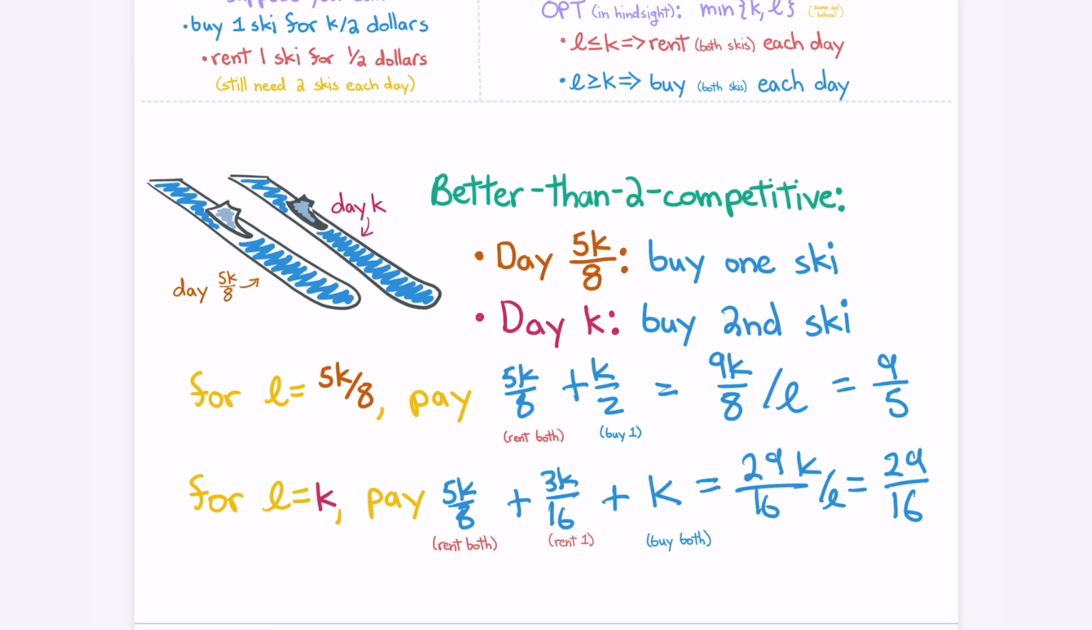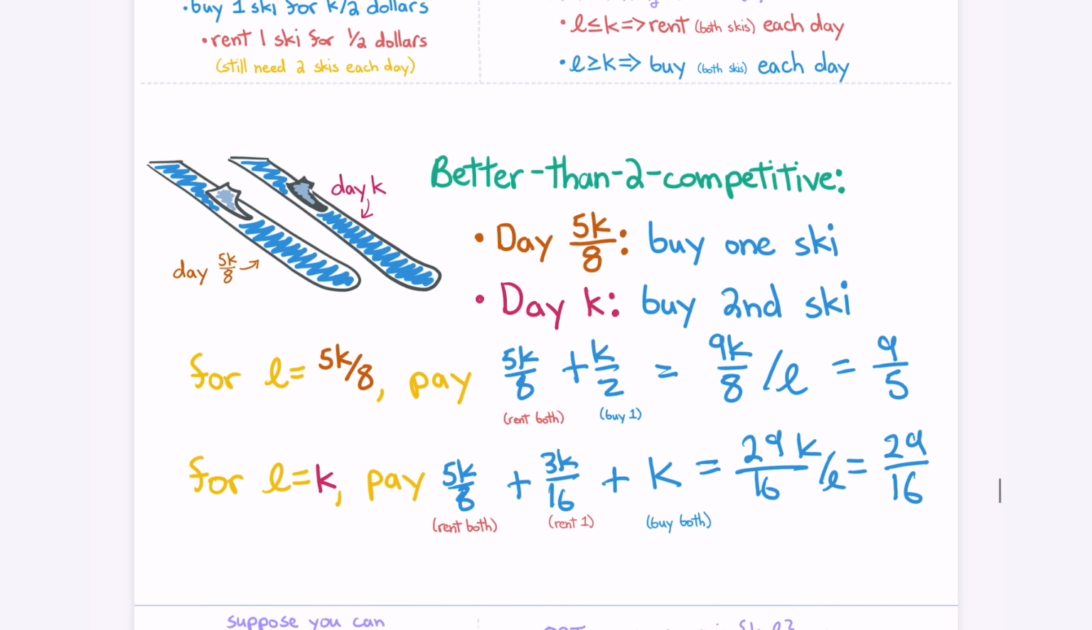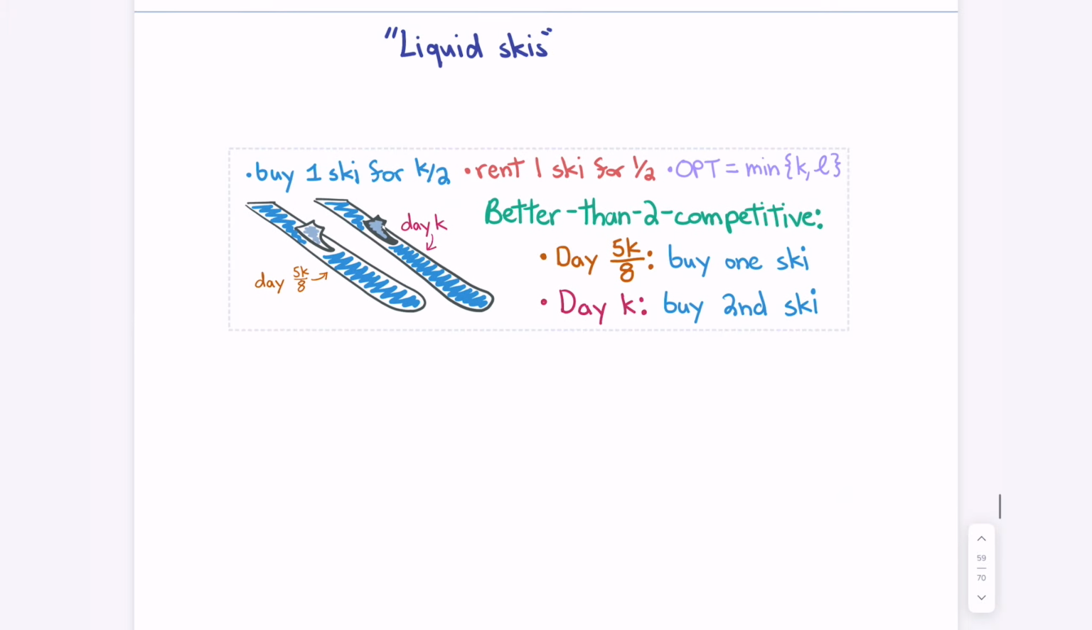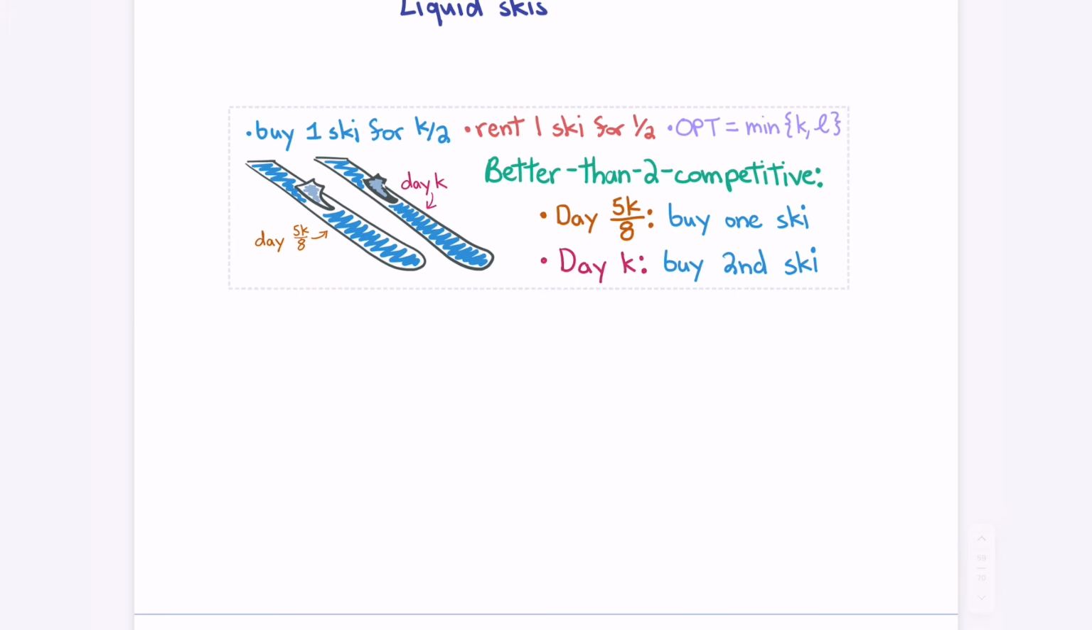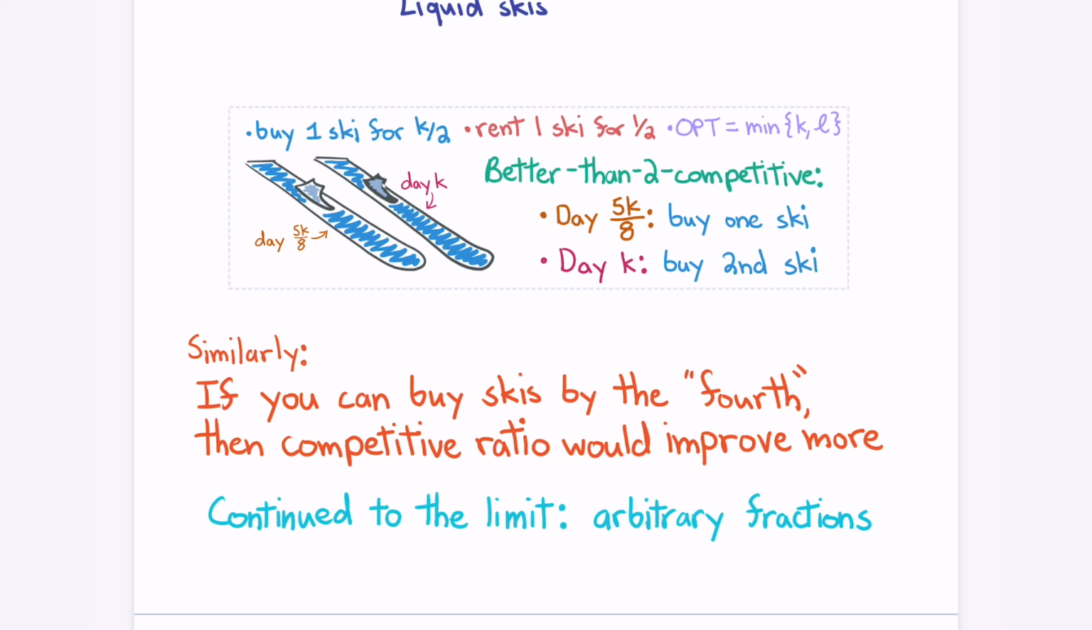Okay, in between you'll get slightly better bounds. So if you can do half skis, you can actually do better. Now, suppose you had a model like liquid skis. You can imagine if you could buy skis by a fourth, maybe you can do even better. All right, so I want to take this to the limit. On any day, you can buy any fraction of a ski you want. So you can say on the first day, give me 0.01 of a ski, and I'll rent the rest. Okay, and then give me 0.03 of a ski, and then rent the rest. Could probably do that virtually.